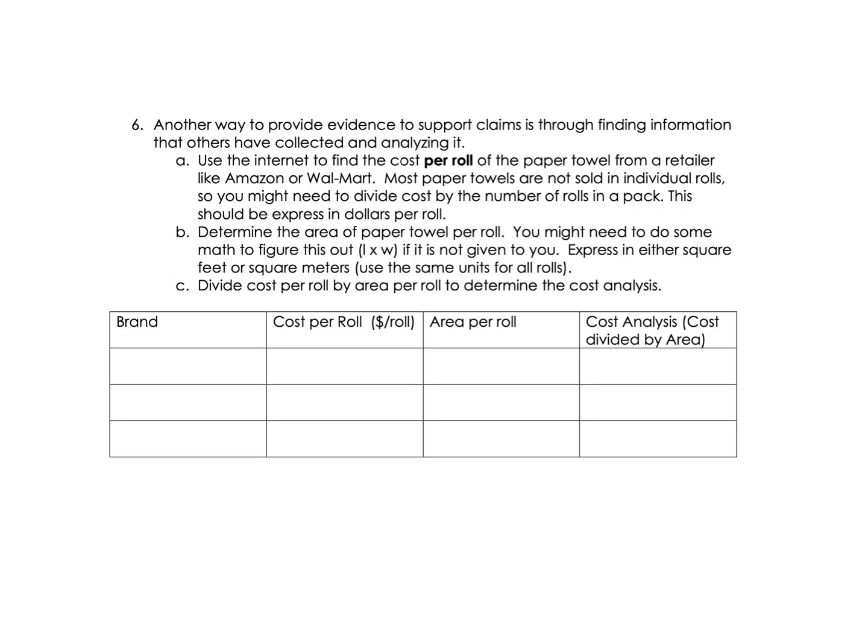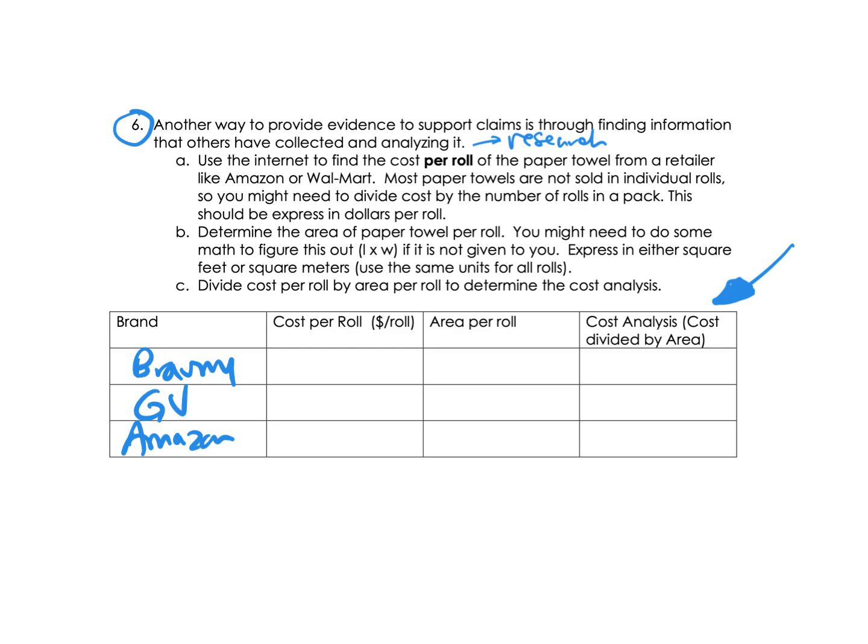One other small piece that we went through together was question number 6. It says, another way to provide evidence to support claims is through finding information that others have collected and analyzing it, or in other words, doing research. So we're going to use the internet to do a cost analysis to figure out how much the paper towel costs based on how much you have of it. We're going to do our brands in here: Brawny, Great Value, Amazon. But I'm going to let you do that analysis yourself.